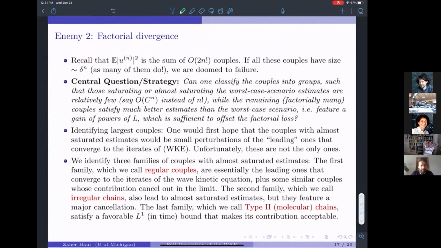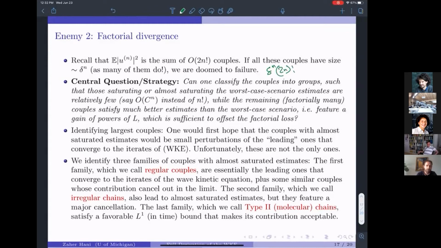Now the second enemy, which is the factorial divergence, is the really serious enemy. Here, if I look at the expected value of the nth iterate squared, this is a sum of two n factorial couples. The number of those couples is factorial in n. And we know that some of those couples, as we just discussed, have size delta to the n. We can write those couples down, and we can see that they have size delta to the n. Now, if all those couples have size delta to the n, then we are completely doomed, because we get delta to the n times 2n factorial, and something like that can never converge.